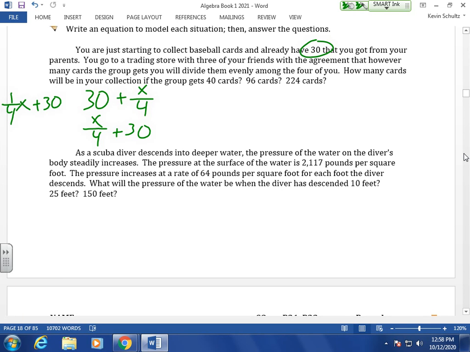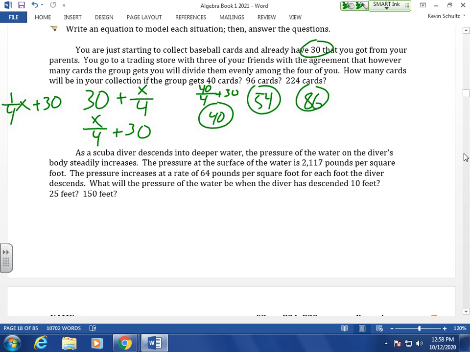So if you buy 40 cards, you'll plug that in to be 40 divided by 4 plus 30, or 10 plus 30. You'll have 40 cards in your collection. The next one, you end up with 54 cards in your collection. And the last one, 86 cards in your collection.